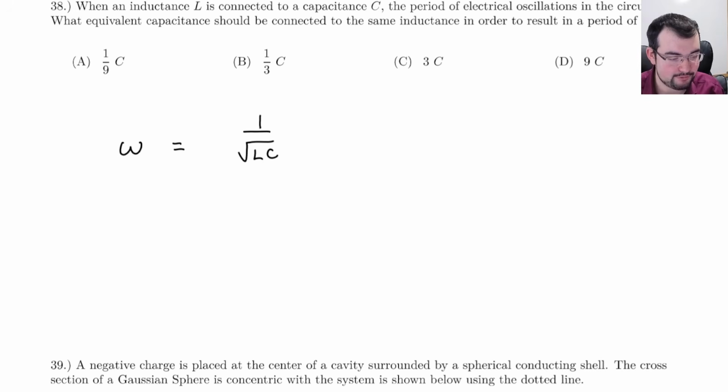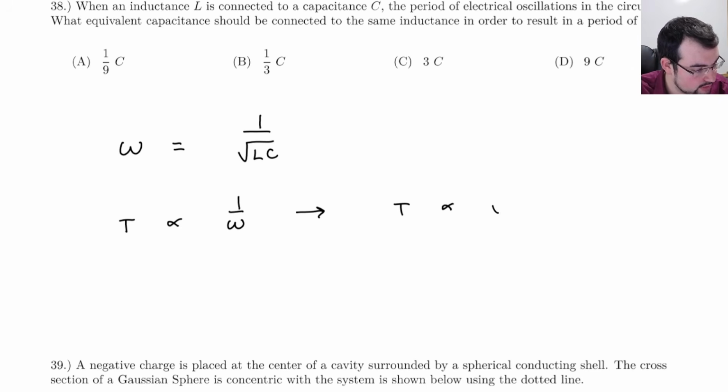But remember that frequency and period are opposites of each other in terms of relationship. So it's not totally reciprocal because there's some 2 pi's involved, but we actually know that T is going to be proportional to 1 over omega. So that tells you that T depends on the square root of LC.